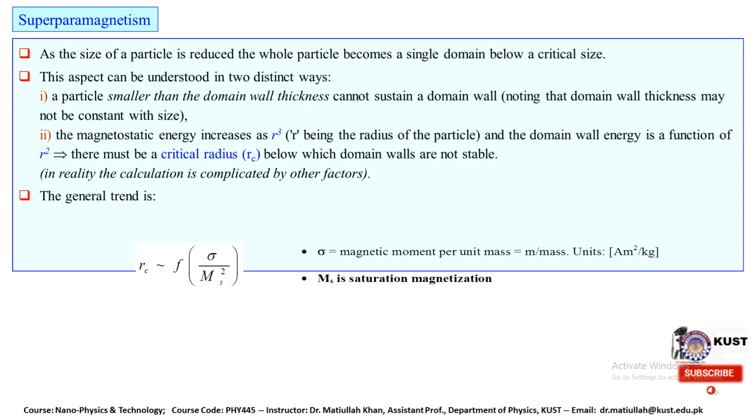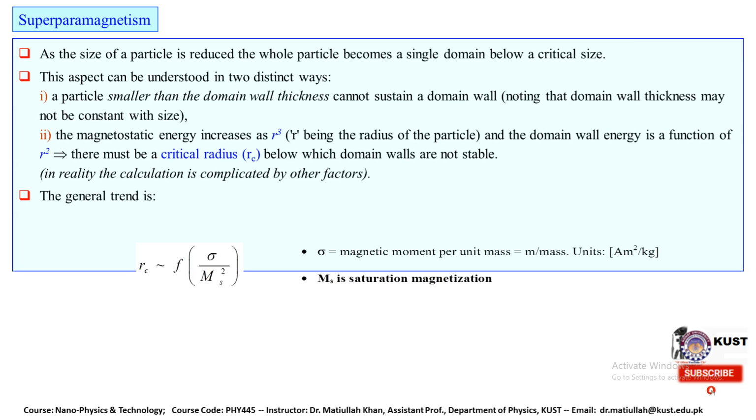So what is the phenomenon of superparamagnetism and how does it occur in nanomaterials? As the size of the particle is reduced, the whole particle becomes a single domain, but there is a critical size for it. I mean, it becomes a single domain below a particular critical size. This aspect can be understood in two particular ways. The first one is that a particle smaller than the domain wall thickness cannot sustain a domain wall.